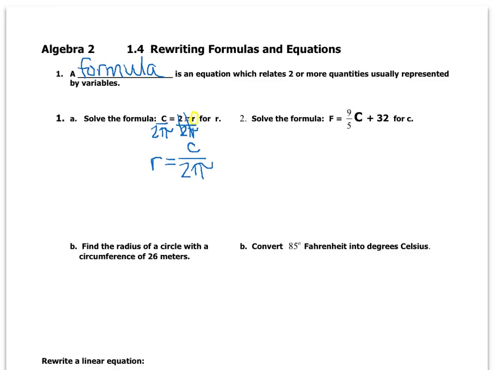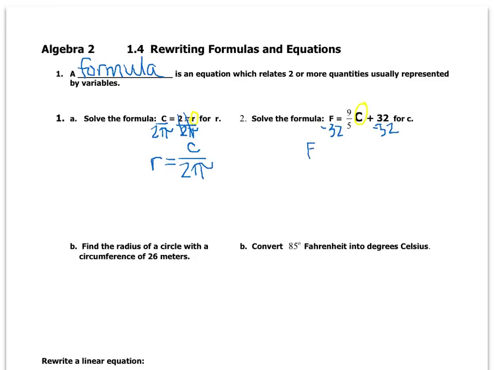This next problem here, it wants us to solve it for C. So I'll circle C because that's what I want alone. I'm going to solve for C. So we've got to keep in mind when we're solving these things, we have to undo addition or subtraction first. So I need to first undo this plus 32 and then undo the 9/5. So to undo plus 32, I'll subtract 32 from both sides.